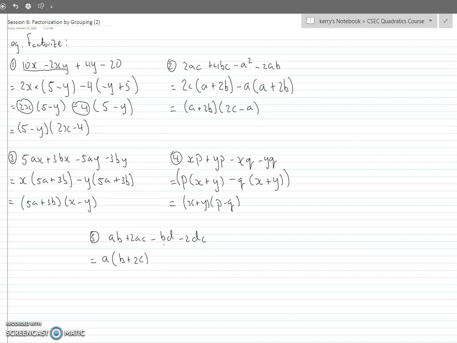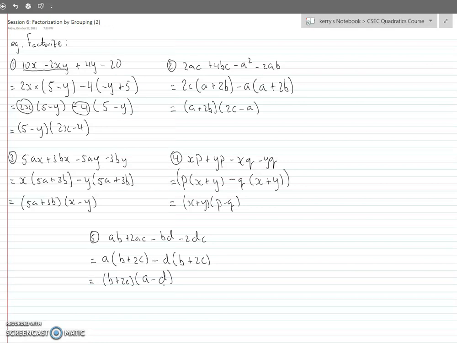2c. Now, if I choose to leave the negative outside, and my common term here is d, minus bd divided by minus d is positive b. Minus 2dc divided by minus d is positive 2c. Negative divided by negative is a positive. And now we have these two in common. Imagine that we take out both of those common terms, b plus 2c. What we have remaining is this and this, which is a minus d. And this is how we do factorization by grouping.